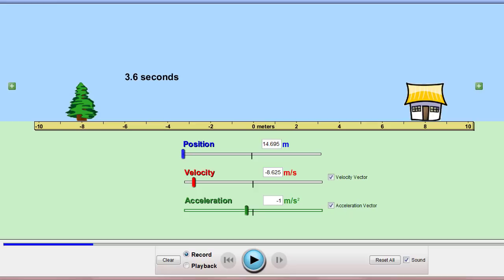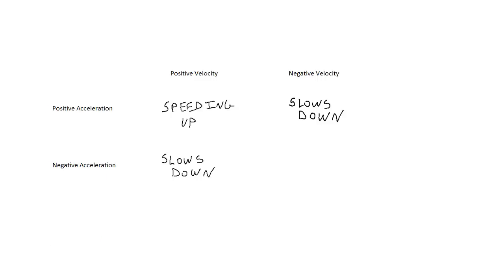Let's go ahead and record in our chart what we saw for the negative velocity and negative acceleration. Okay, so we saw with a negative velocity and negative acceleration that an object will be speeding up with that combination. So I'm going to write that in over here.